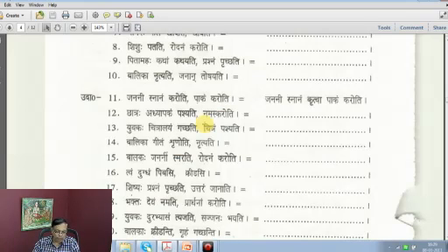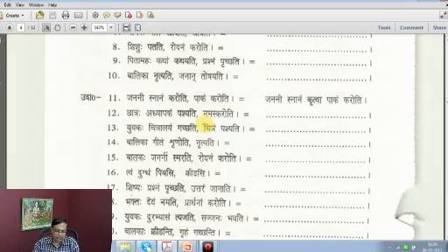Next, Purvam Balika Geetam Shrunoti Paschat Nrutyati. First, a girl listens to music and then dances. Balika Geetam Shrutva Nrutyati. We have done a similar sentence just now. Balika Geetam Shrutva Nrutyati. So a girl dances after listening to the music.